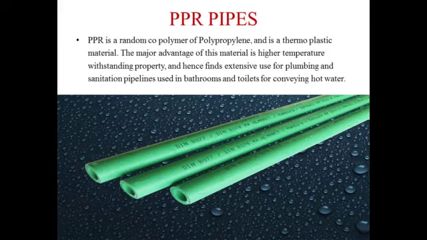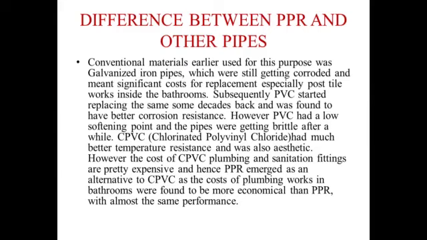Next, PPR pipes. PPR is another pipe used as a replacement for CPVC, because PPR pipes cost less compared to CPVC. PPR is a random copolymer of polypropylene, and it is a thermoplastic material. The major advantage of this material is its higher temperature withstanding property, and hence it finds extensive use in plumbing and sanitation pipelines, used in bathrooms and toilets for conveying hot water.